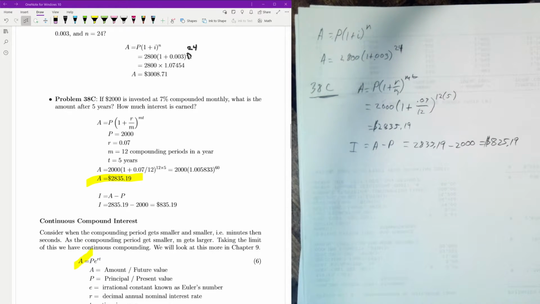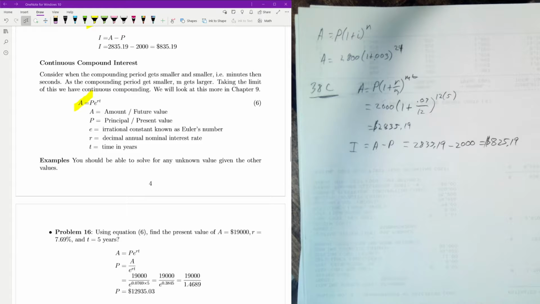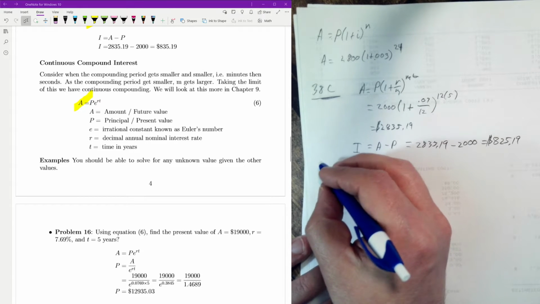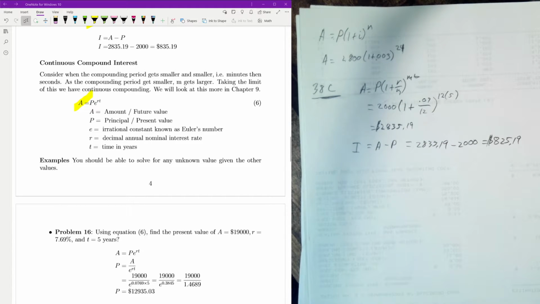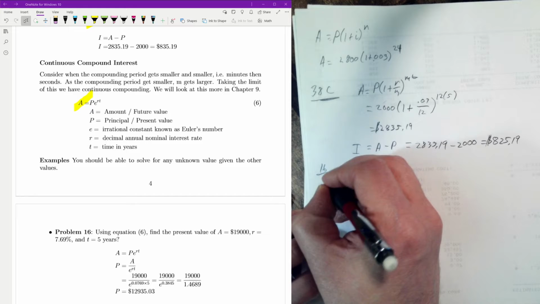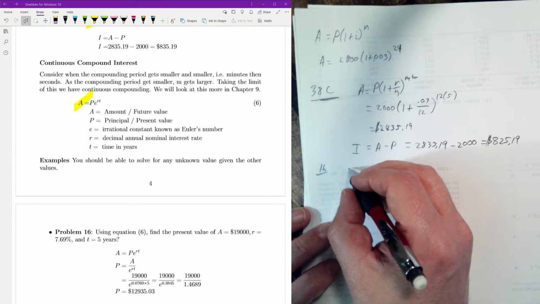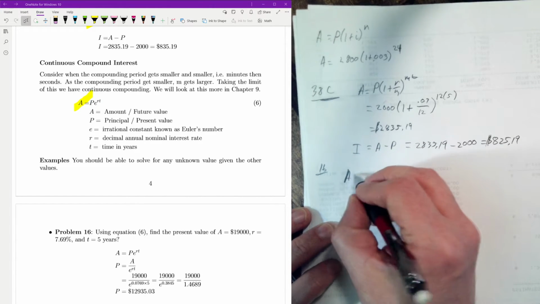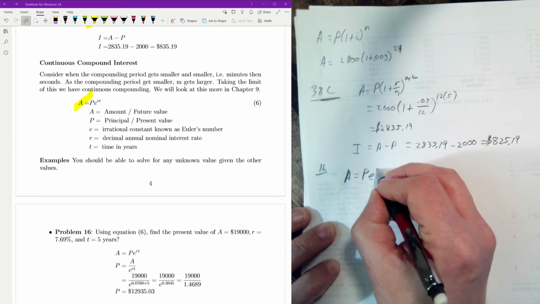Okay, now we're going to take a look at continuous compound interest. This is where it's continuously compounding. We're going to use equation number 6. This is problem number 16. Equation number 6 is A equals Pe to the rt.